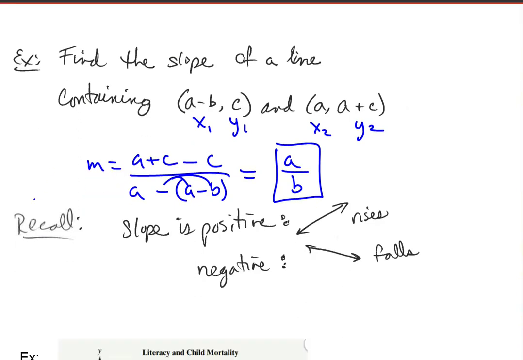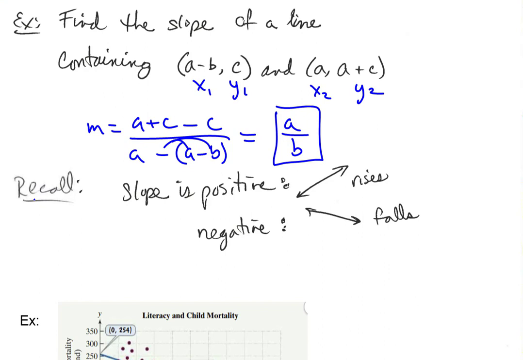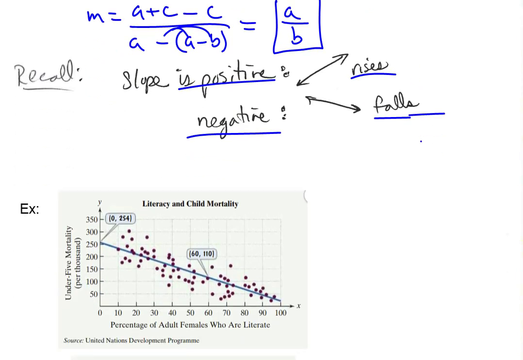Now let's also recall a couple things. Slope is positive if the line is increasing from left to right, or you could say rises from left to right, or a slope is negative if the line falls, or you could say decreases from left to right. Those are just some general properties of slope to recall from that definition. Let's go on and try another example.